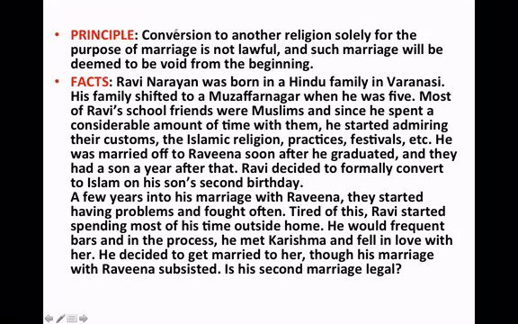The principle in this case says that conversion to another religion solely for the purpose of marriage is not lawful, and such marriage will be deemed to be void from the beginning. So the fact says that Ravi Narayan was born in a Hindu family in Varanasi. His family shifted to Muzaffarnagar when he was 5. Most of Ravi's school friends were Muslims, and since he spent a considerable amount of time with them, he started admiring their customs, their religion, practices, festivals, etc.